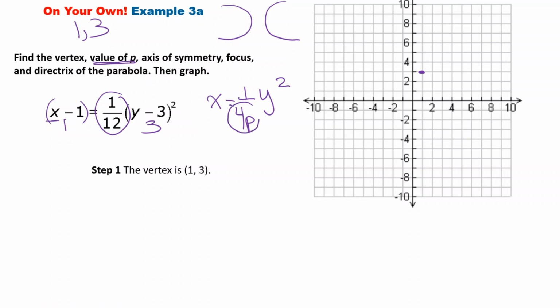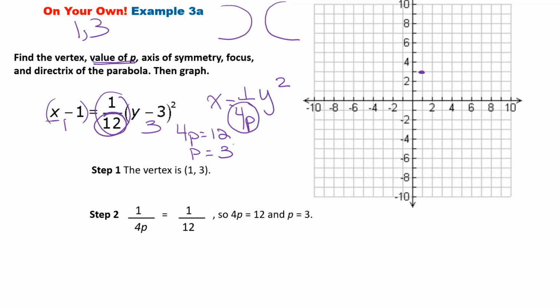Well, I know my 4p is equal to 12. So let's just solve. 4p equals 12. As you can see that, p equals 3. So I know that my p is equal to 3 and p is positive. So my parabola is going to be opening to the right.